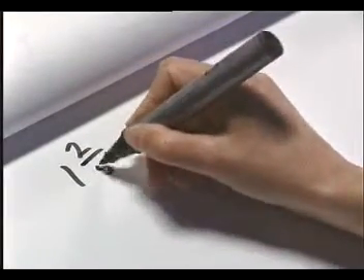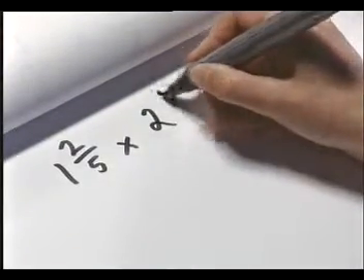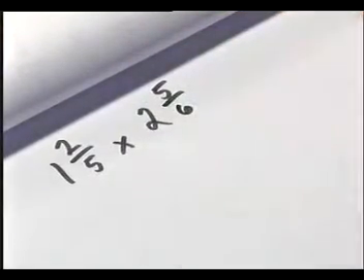One more example. 1 2/5 multiplied by 2 5/6. Again, mixed fractions need to be turned into improper fractions.